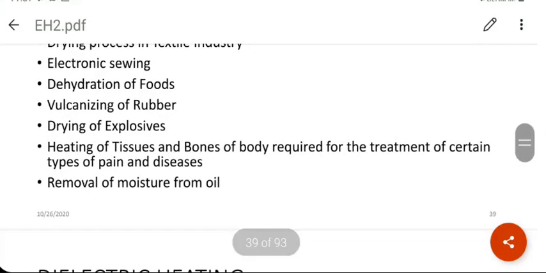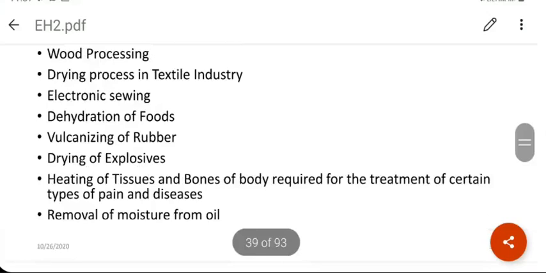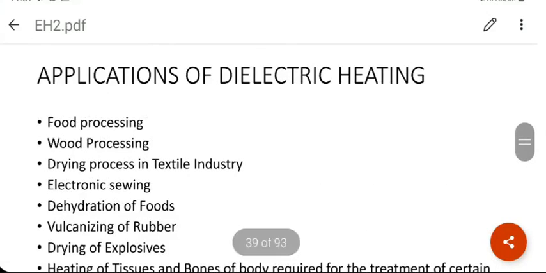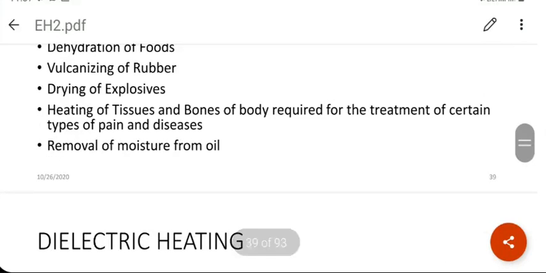The removal of moisture from oil. This is a very practical application in industry. Oil has a lot of moisture. Dielectric heating can remove that moisture quickly. Okay.